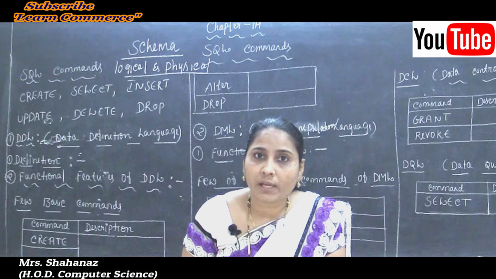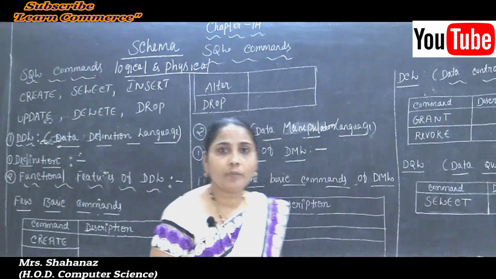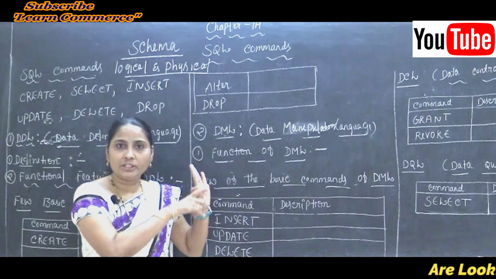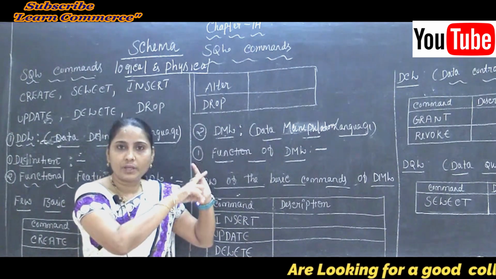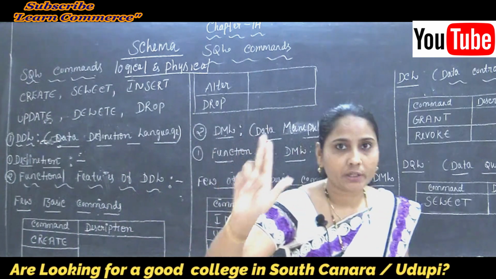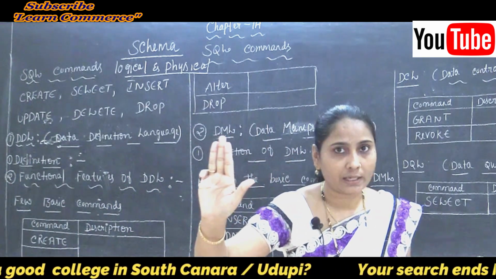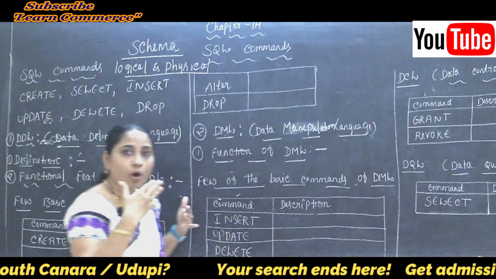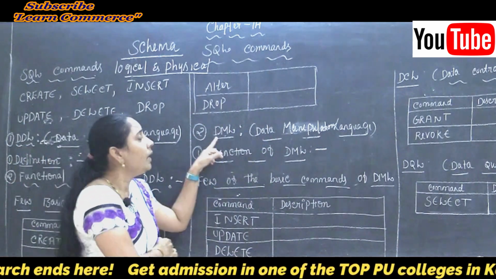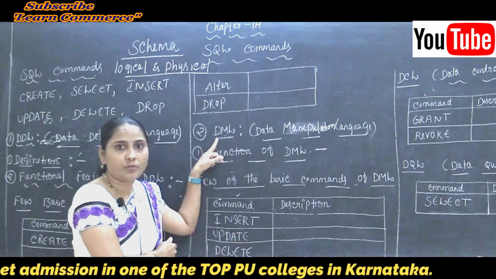That means some of the commands that go with our DML are insertion, deletion, update, modification, replacement, retrieval, sorting, and display of the data. Is this point clear? All those operations we can perform by using DML commands. So this is the first functional feature.